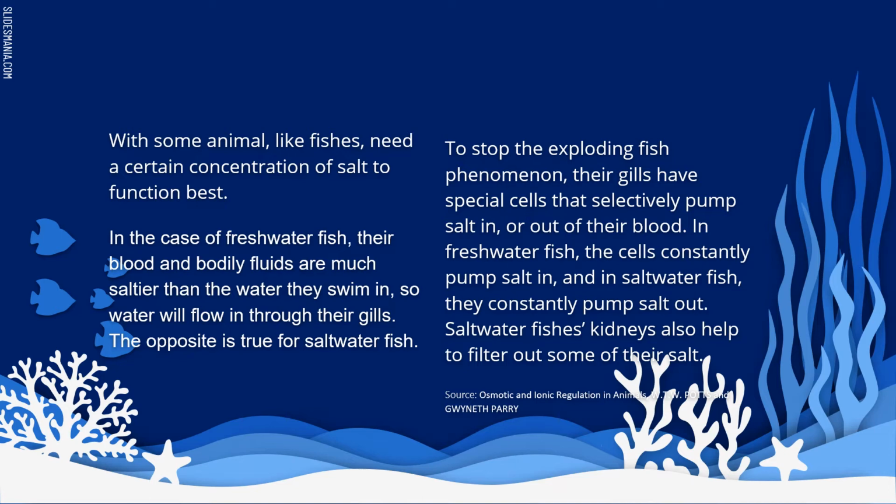To stop the exploding fish phenomenon, their gills have special cells that selectively pump salt in or out of their blood. In freshwater fish, the cells pump salt in, and in saltwater fish, they constantly pump salt out. Saltwater fish kidneys also help to filter out some of their salt.